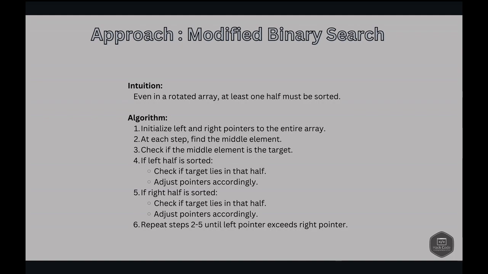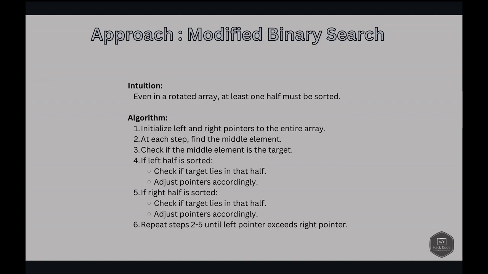If the left half of the current range is sorted, we check if the target lies in that half by comparing it with nums[left] and nums[mid]. If it does, we adjust the right pointer accordingly; otherwise we adjust the left pointer. If the right half of the current range is sorted, that is nums[mid] is less than nums[right], we check if the target lies in that half by comparing it with nums[mid] and nums[right]. If it does, we adjust the left pointer accordingly; otherwise we adjust the right pointer.